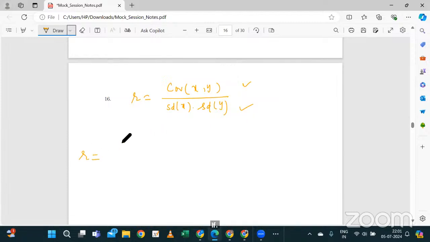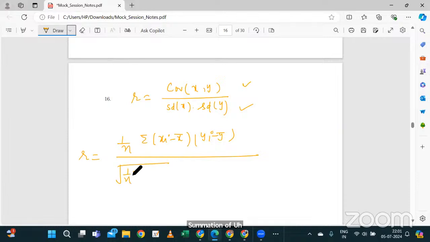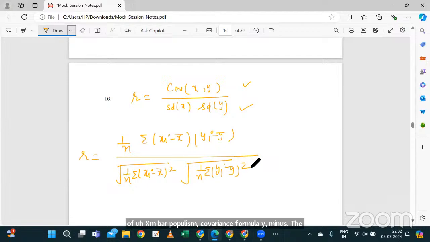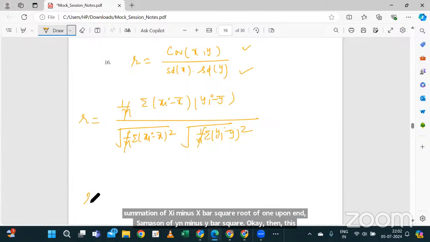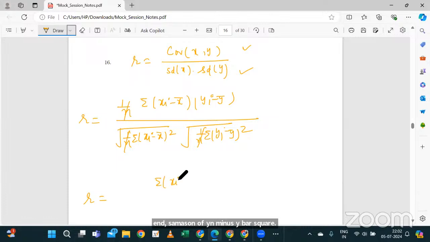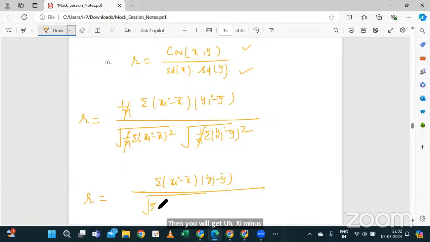I will tell you. Suppose you use 1 upon n summation of (xi minus x bar)(yi minus y bar), the population covariance formula. The denominator will become square root of 1 upon n summation of (xi minus x bar) squared times square root of 1 upon n summation of (yi minus y bar) squared. Then this 1 by n will cancel. You will get summation of (xi minus x bar)(yi minus y bar) divided by square root of summation of (xi minus x bar) squared times square root of summation of (yi minus y bar) squared.